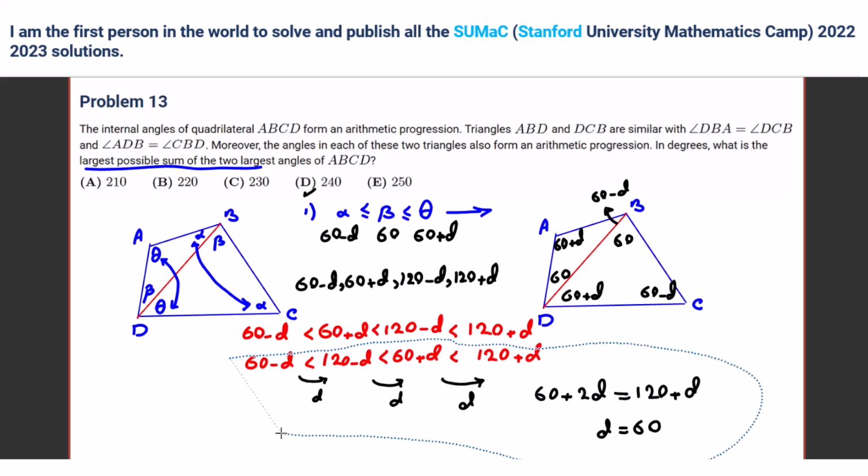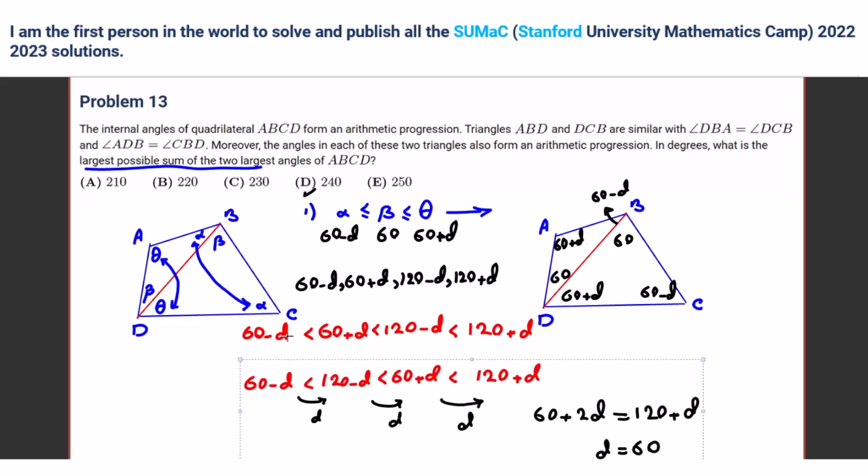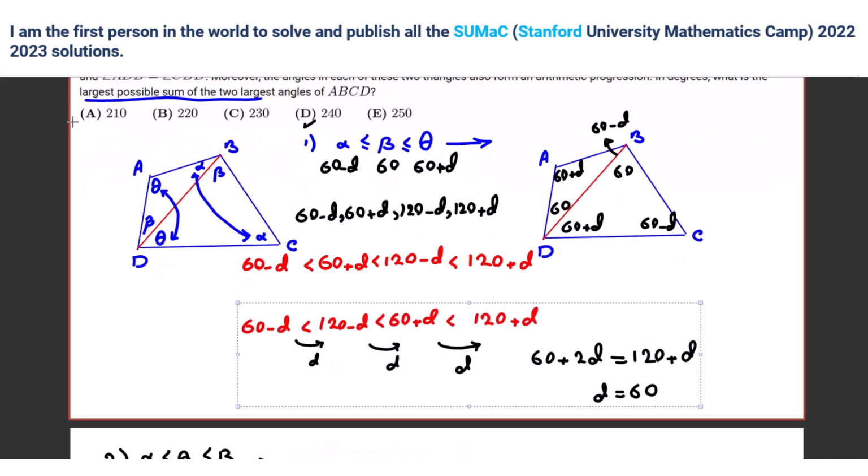60 plus 2d. Agreed? Okay, but we have a contradiction here. If D is 60, then 60 is good, but for D 60, we can't have 0? So if D is 60, this one also would be 60. Oh, no, that's good, 120. This angle will be 180.